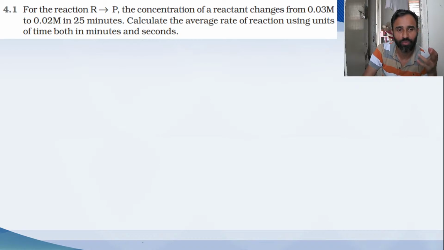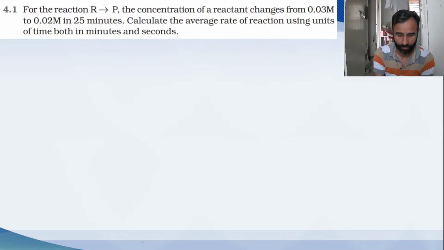Okay, so what we are going to do today is the in-text questions of chemical kinetics. First question is, for the reaction R to P, the concentration of a reactant changes from 0.03 molar to 0.02 molar in 25 minutes. Calculate the average rate of reaction using units of time, both in minutes and seconds.